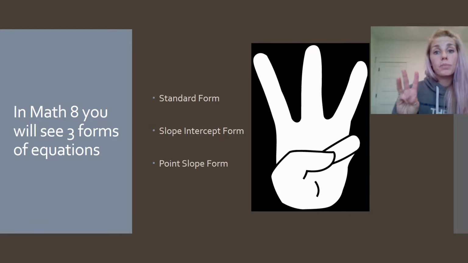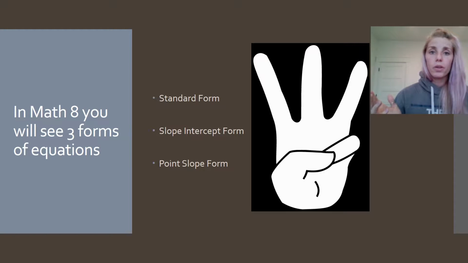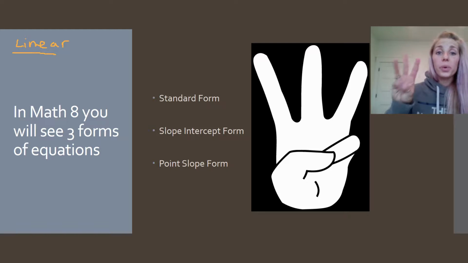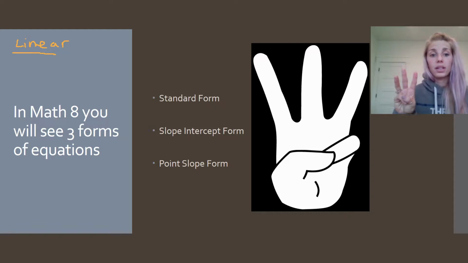These are the forms of linear equations. And remember, linear equations is one of our vocabulary words, and linear is like line, remember? It means it's a line, an equation of a straight line. It even says it in its name. So a linear equation is an equation of a straight line. And there are 3 forms that we use in this class to represent linear equations.